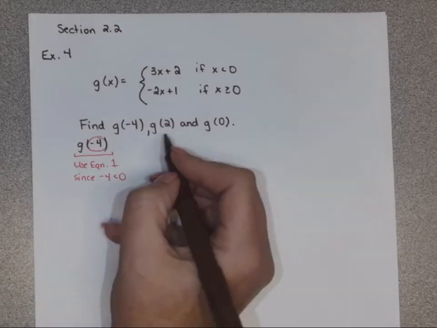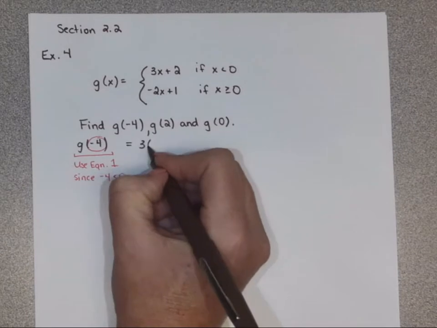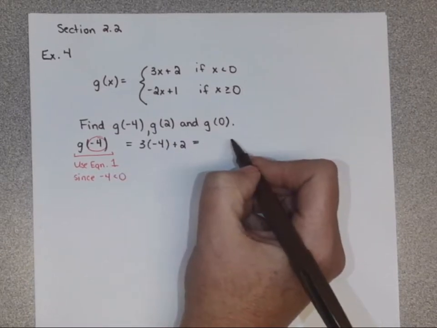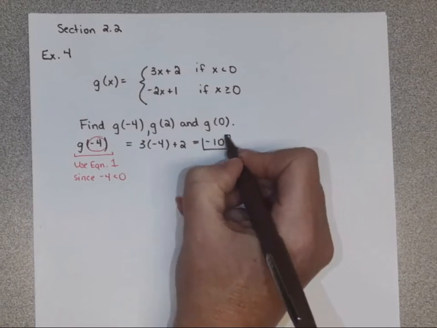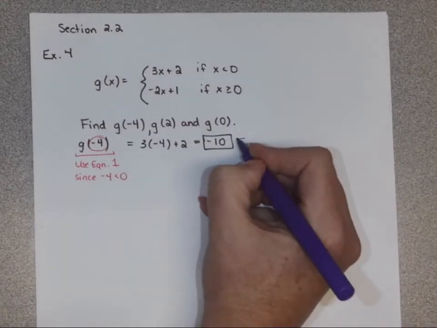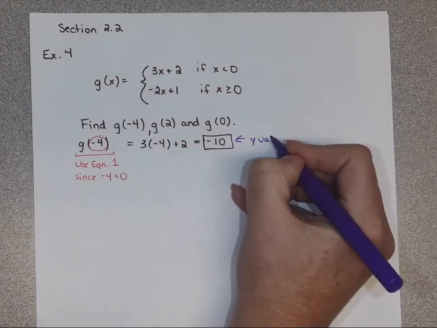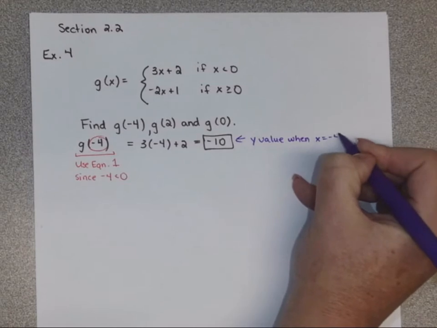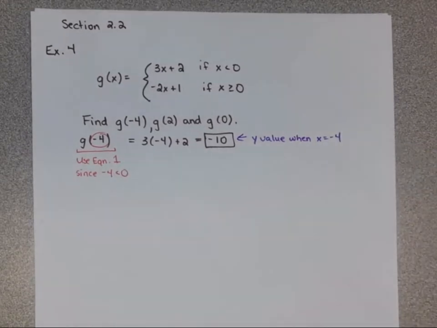All right, so we're going to use equation number 1. So we'll do 3 times -4 plus 2. So we'll get -12 plus 2 or -10. By the way, this is still going to be like it was before. This is the y value when x is -4. So we're still finding function values there.